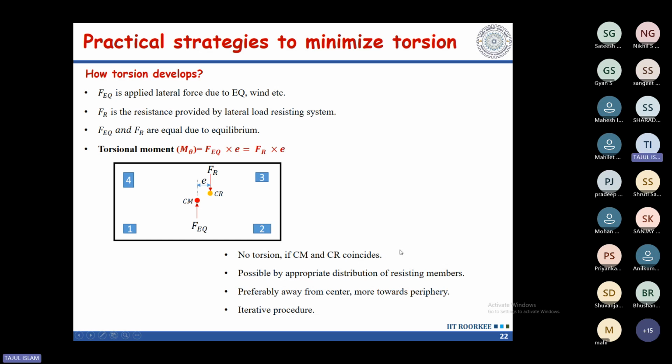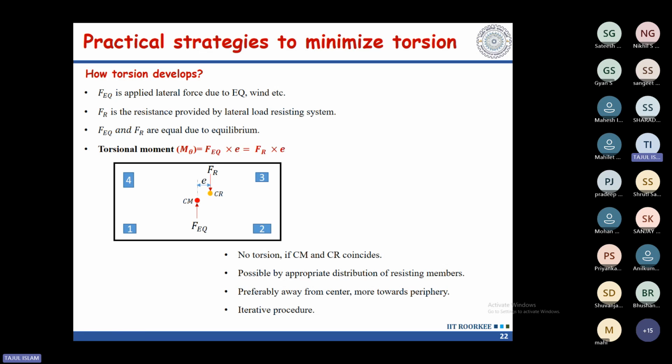You can achieve this by appropriate distribution of resisting members. Randomly providing your columns at any locations will not give you this advantage of elimination. You have to decide wisely where to provide which member. And the preferable way is always away from the center, towards the periphery, if possible.